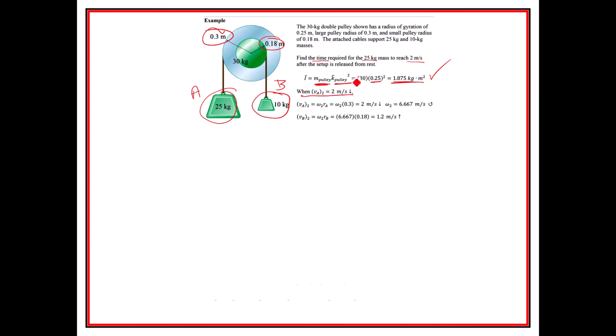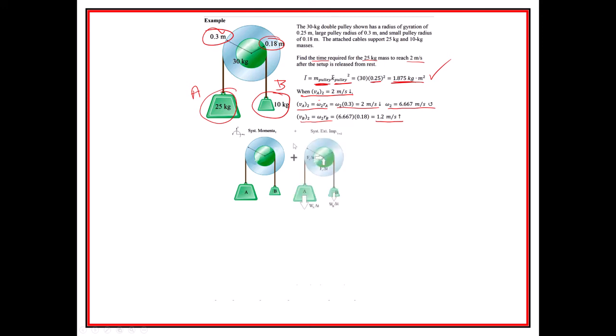We know that the end state, VA2, is going to be 2 meters per second downwards. We can use some basic kinematics to establish what the angular velocity at that second state is going to be, 6.667. And then from that, we can also figure out the velocity of B at the second state, and that's just going to be omega 2 times RB. So we can set up that first state. This is the before something happens to it equals after, right?